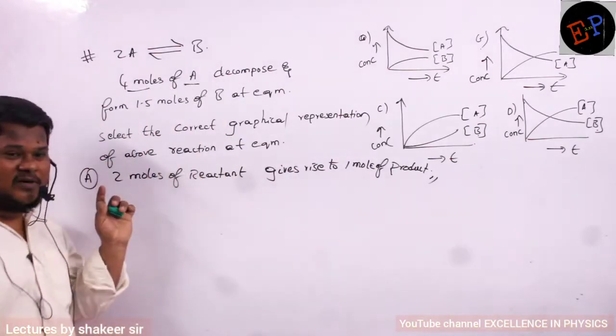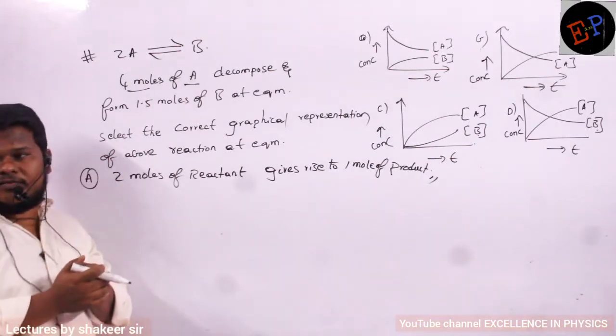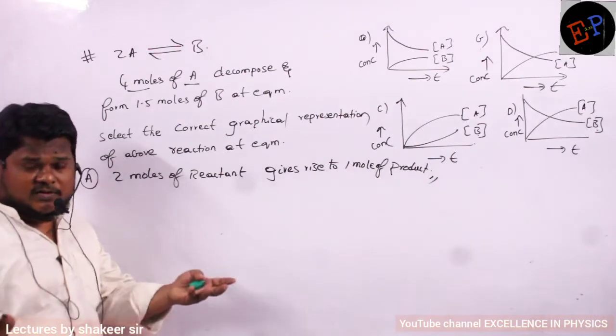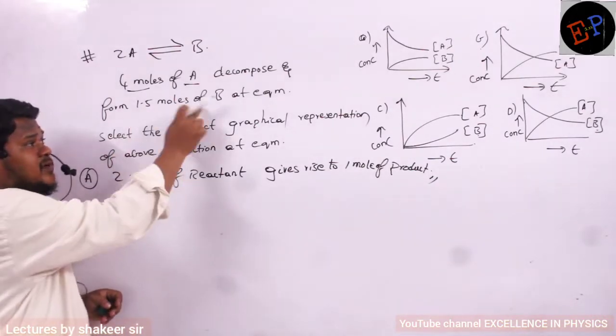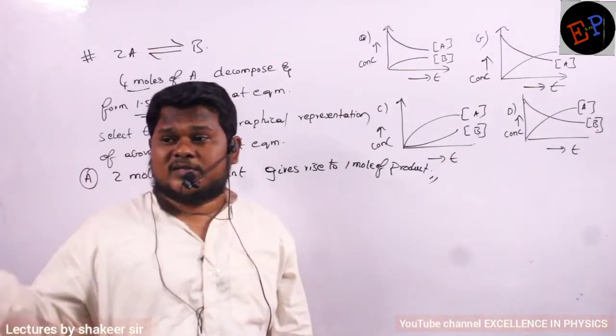So initially product will not be there. Are you able to understand? Only reactant will be there. How many moles of reactant was there? 4 moles of reactant was there. And 0 moles of product will be present initially. Then at equilibrium, how many moles of B was formed? 1.5 moles of B was formed.